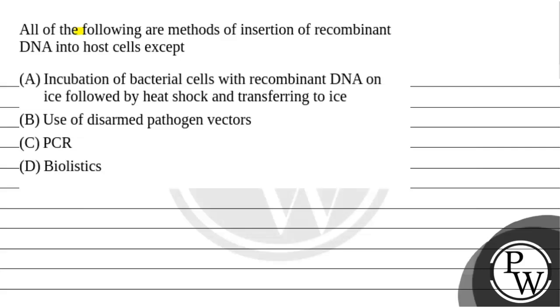The question says all of the following methods are of insertion of recombinant DNA into the host cells except. First is incubation of the bacterial cells with recombinant DNA on ice followed by heat shock and transferring to ice. Second, use of disarmed pathogen vectors. Third, PCR, and fourth is biolistics.